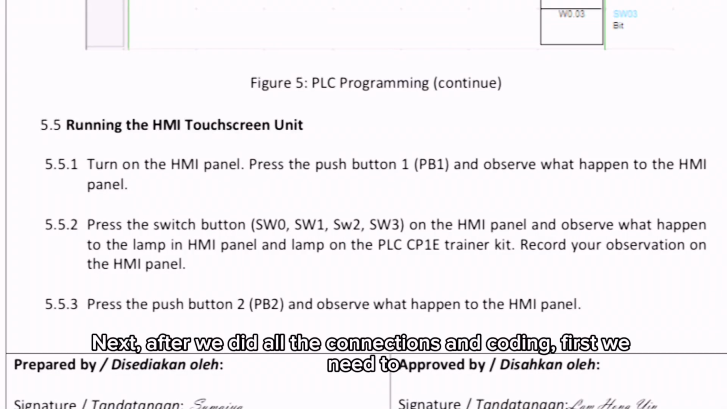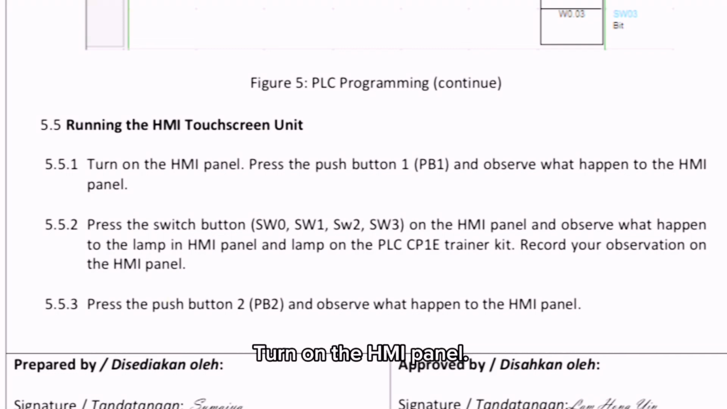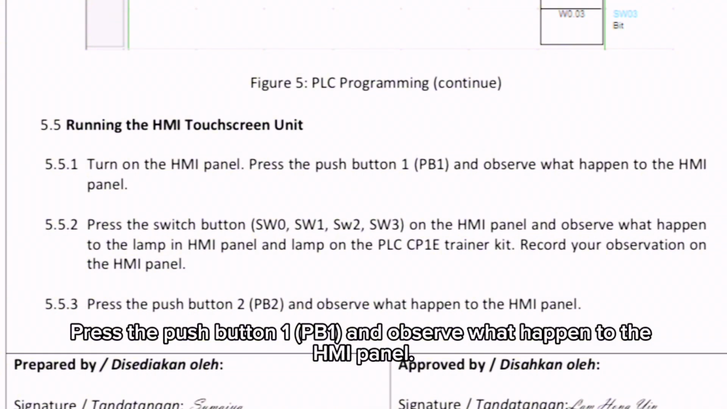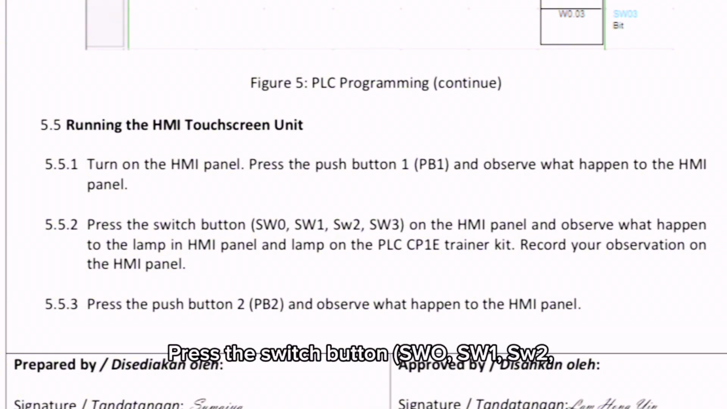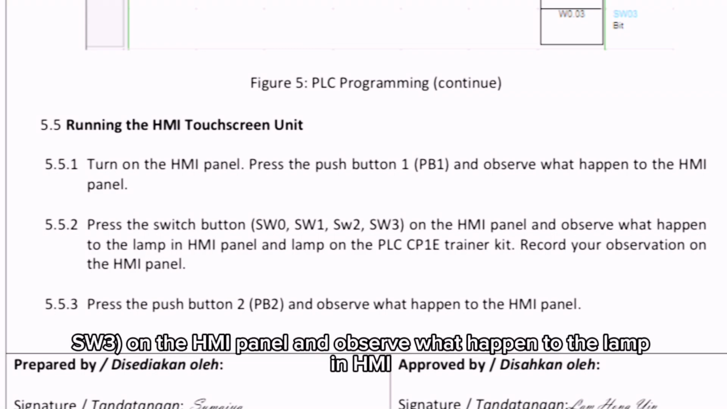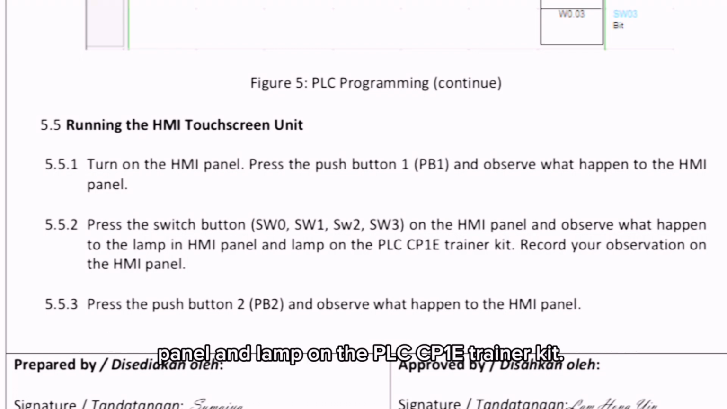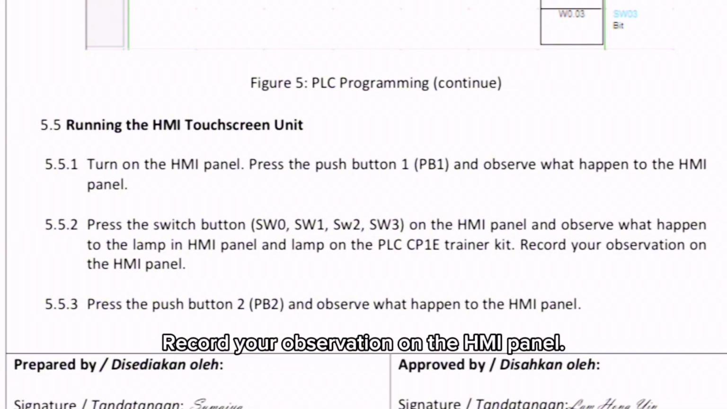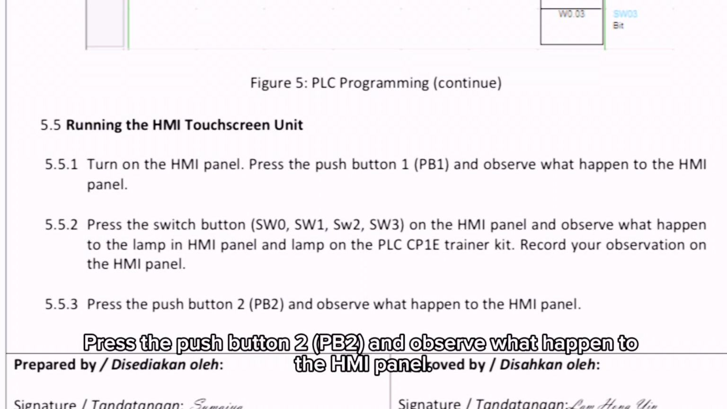Next, after we have done all the connections and coding, first we need to turn on the HMI panel. Press push button 1, PB1, and observe what happened to the HMI panel. Press the switch buttons SW0, SW1, SW2, SW3 on the HMI panel and observe what happened to the lamp in the HMI panel and the lamp on the PLC CP1E trainer kit. Record your observation on the HMI panel. Press the push button 2, PB2, and observe what happened to the HMI panel.